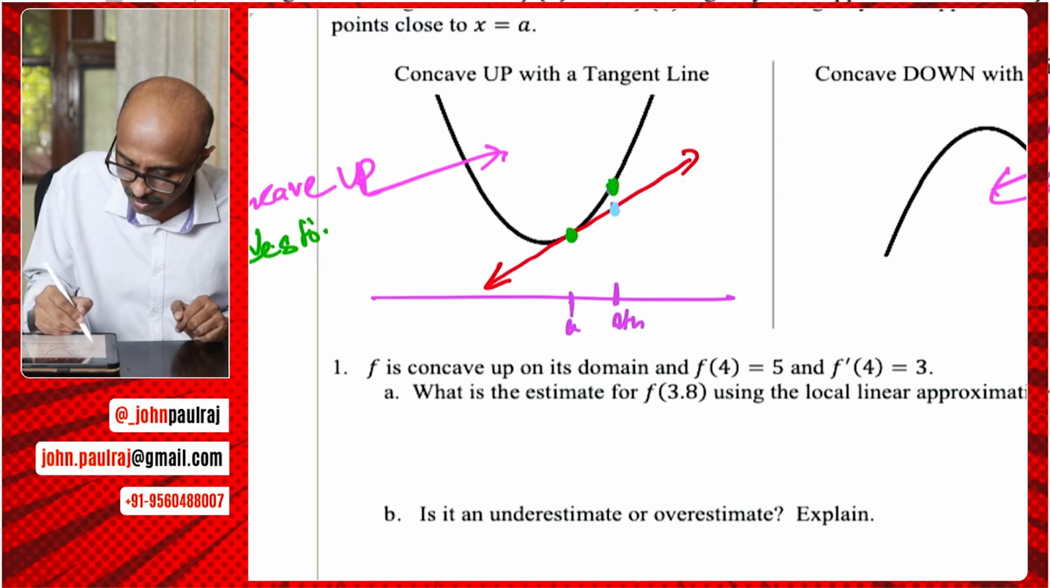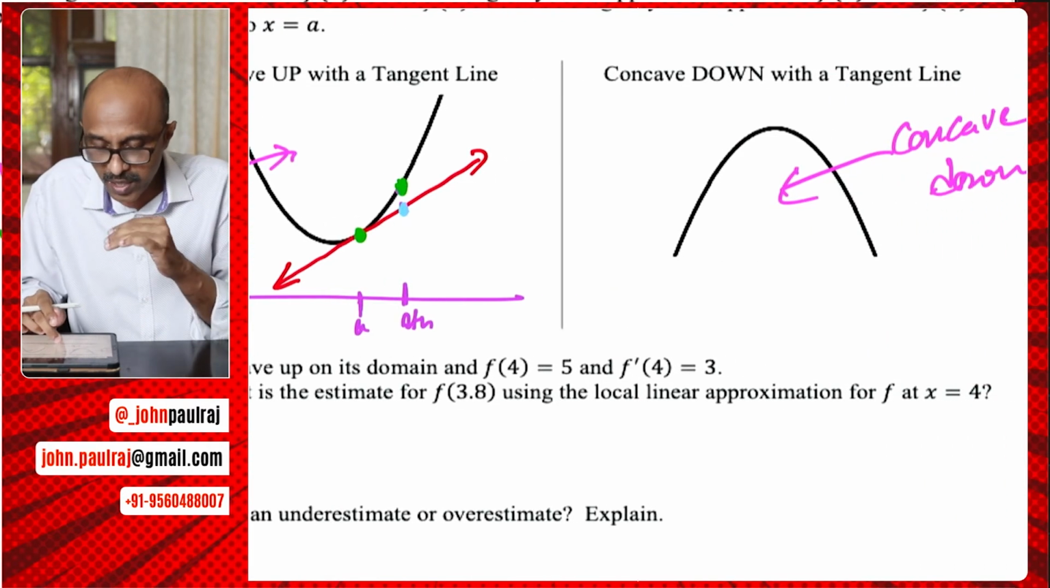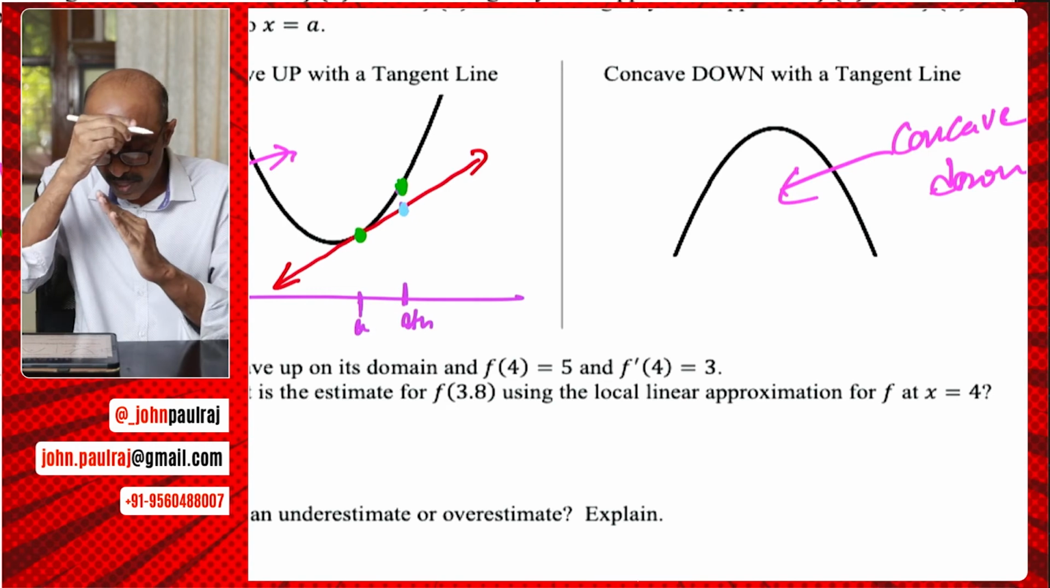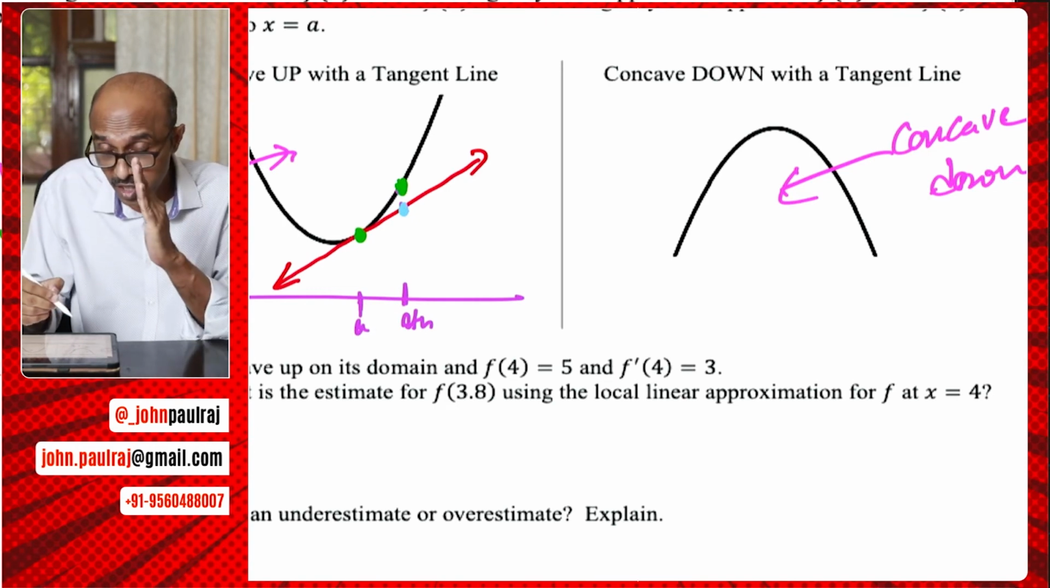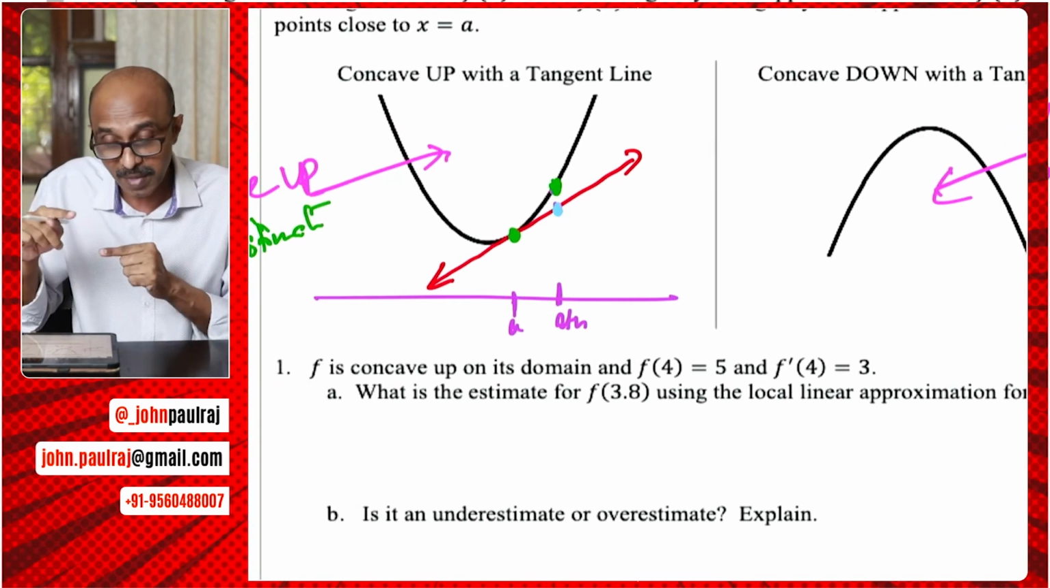Underestimate. How do we spell that? Okay, one sec. Let me try it again. Underestimate. Underestimate means it's going to be lower than the actual value. You can see that the graph of the function is above the tangent, and that's because it's concave up.